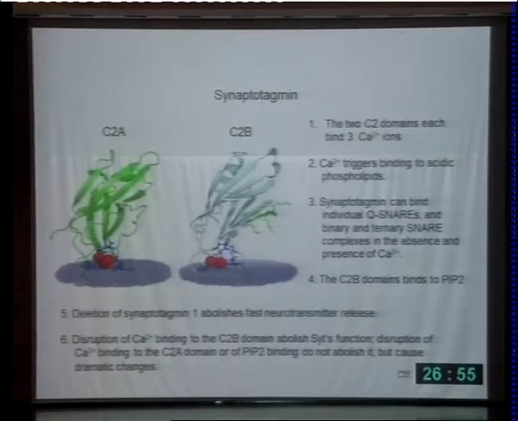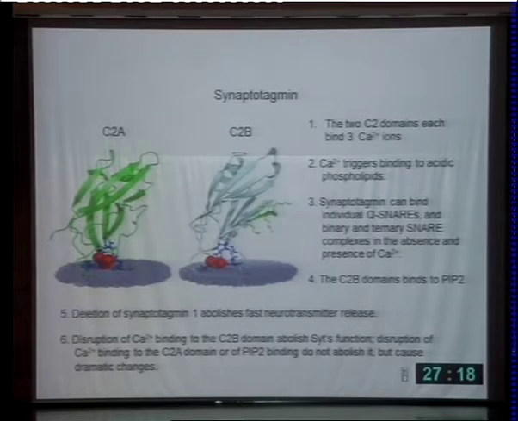The protein has been knocked out in every conceivable species. The phenotype is always the same: you lose the fast phase of neurotransmitter release. So the calcium-dependent fast phase of neurotransmitter release is completely dependent on synaptotagmin. Now, these two C2 domains bind three calcium ions each. Calcium triggers binding to acidic phospholipids.